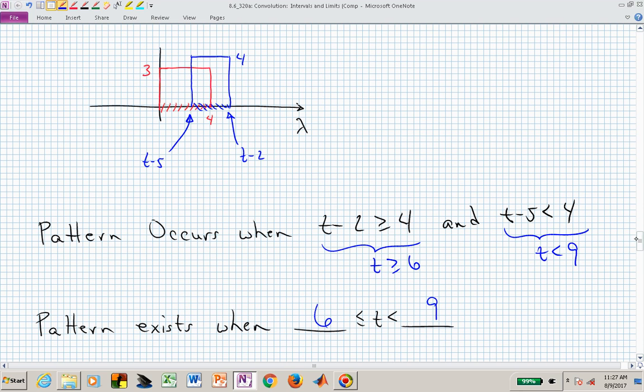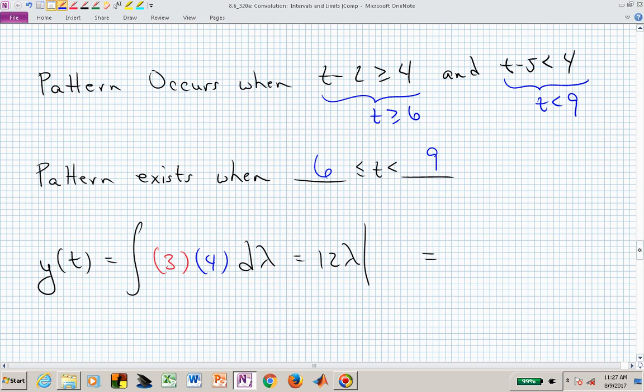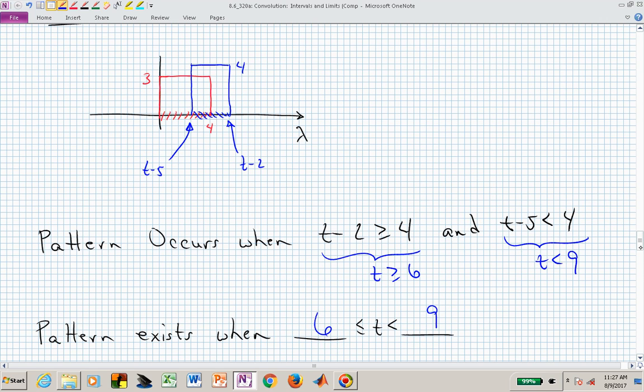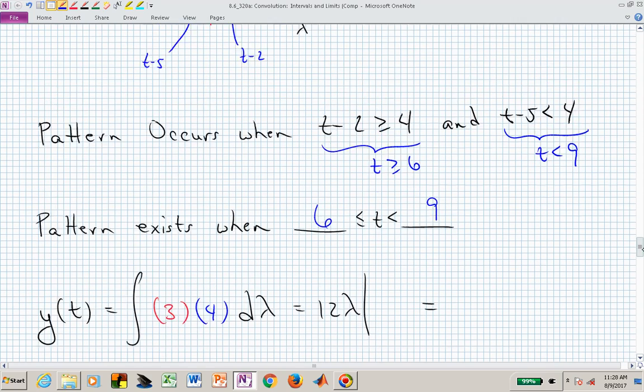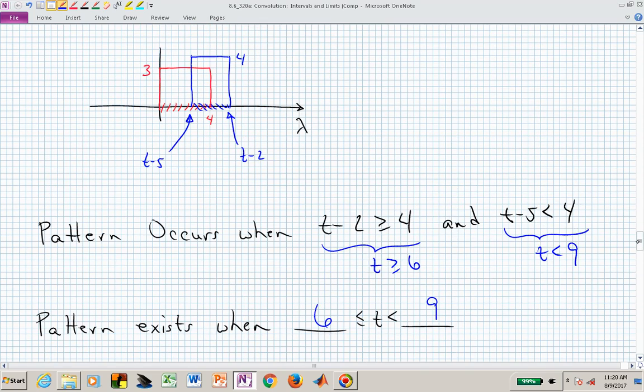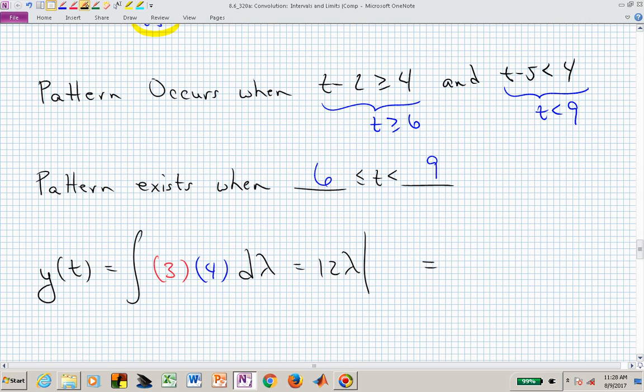and we want to now find the expression for y of t, which is h of lambda, which has a functional value of 3, times x of t minus lambda, which has a functional value of 4. The values of the limits on the integration now are determined by where I have both blue and red hashing. So the lower side is now established as t minus 5, and the upper side is restricted to being a value of 4. Or my integral limits are now t minus 5 up to 4.